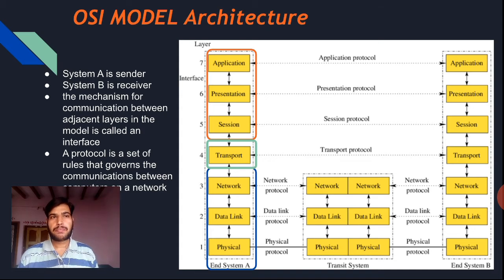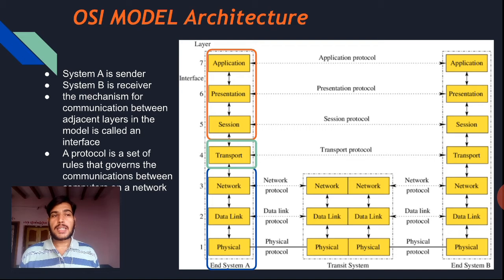the application layer. Assume that in this architecture, system A is the sender of the data and system B is the receiver of the data. Then data transfer happens through the application layer of end system A. Data gets transferred from the application layer, presentation layer, session layer, transport layer, network layer, data link layer, and physical layer. This is the vertical communication happening in system A, and when data reaches the physical layer, then through the physical medium data gets transferred to system B.